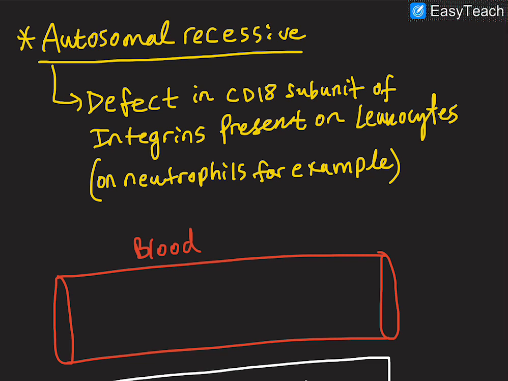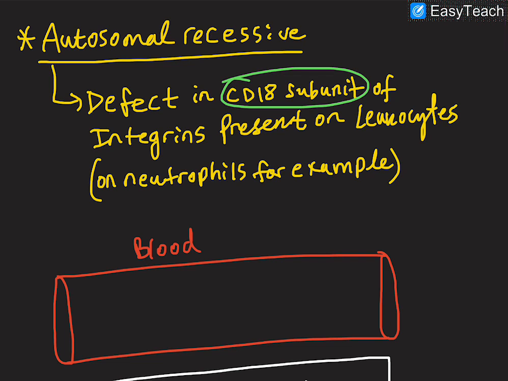So what's the defect that we're talking about? You have a defect in the CD18 subunit of the integrins. In this example, we'll be talking about neutrophils. So you have a defect in the CD18 subunit of your integrins, which is present on your leukocytes, and we'll be talking about neutrophils in this example.